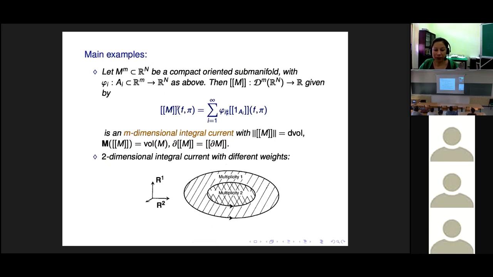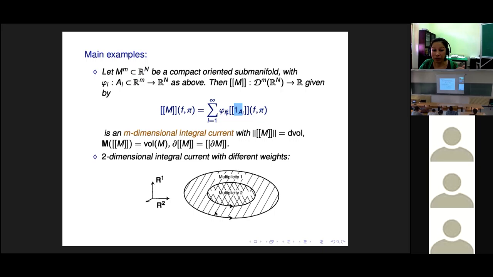And the main examples are the following. These are actually the ones that we study. You can have a submanifold, and then your submanifold has charge. So actually, you can write a current in this way, where one uses the weights to be equal to one, as I put them here. So I'm just choosing the function one.